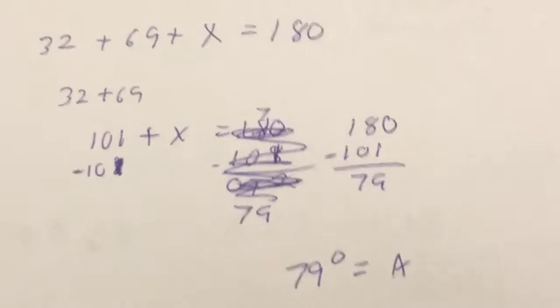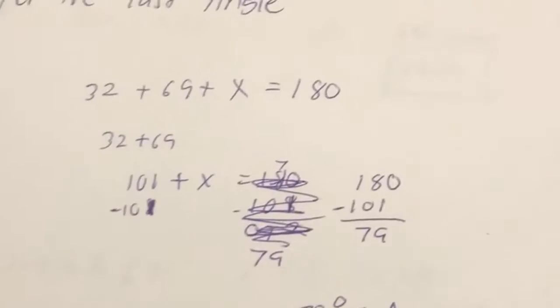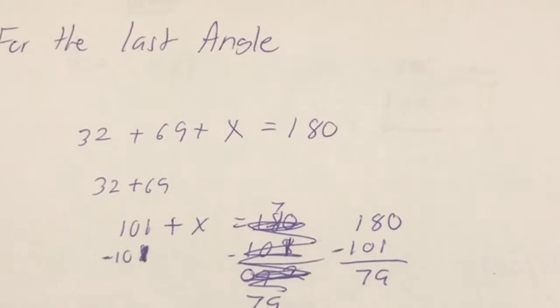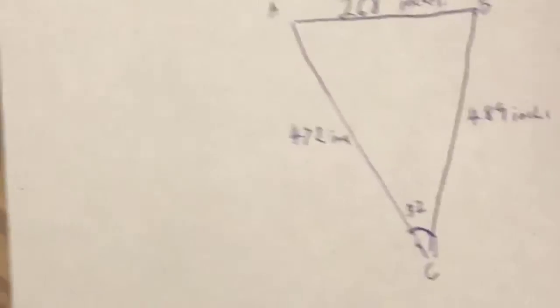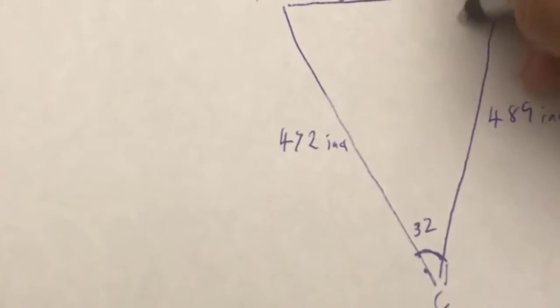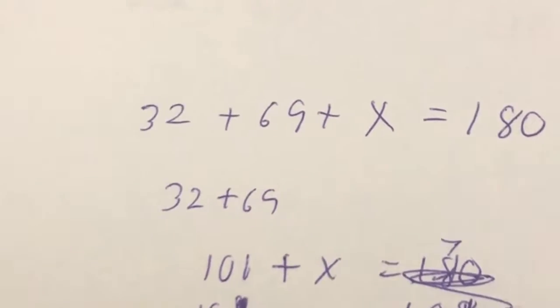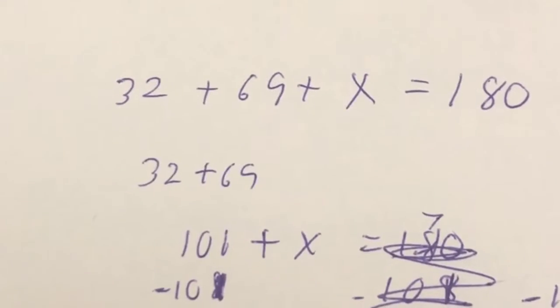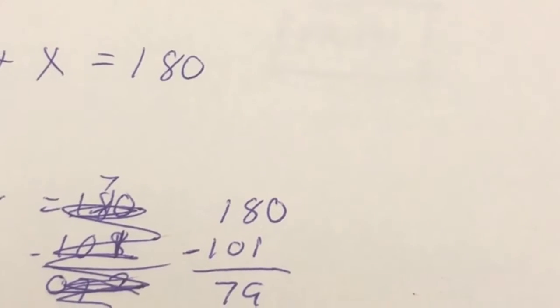After finding the 2 angles on a triangle, all the time the 3 angles should equal 180 degrees. So I just added up the 2 angles that we found, which was 32 and 69, giving us this formula: 32 plus 69 plus x, which is our unknown, equals 180. 32 plus 69 equals 101. 180 minus 101 equals 79. Equals 79 degrees, and that is our angle A.